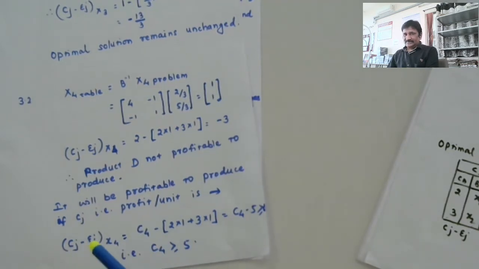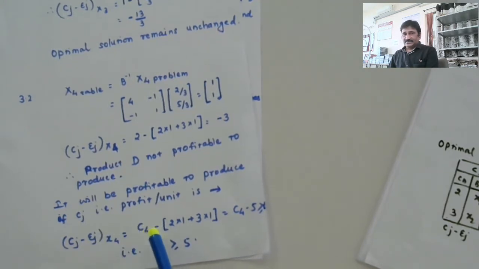You will be finding Cj minus Ej for x4, and if that comes positive, then only you will be thinking of producing product D, right? So you will be finding Cj minus Ej for x4. So Cj for x4 is say C4, the profit per unit of product D. C4 minus Ej: the x4 column in the table is 1 and 1. So Ej comes out to be 2 into 1 plus 3 into 1. So that is totally coming out to be C4 minus 5.